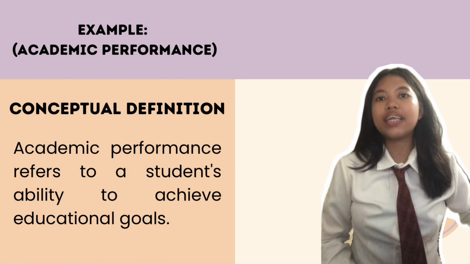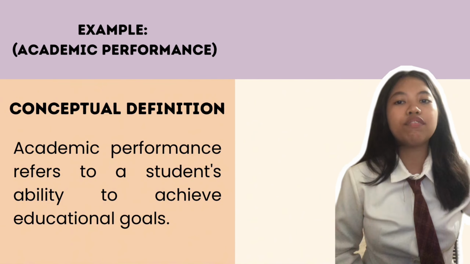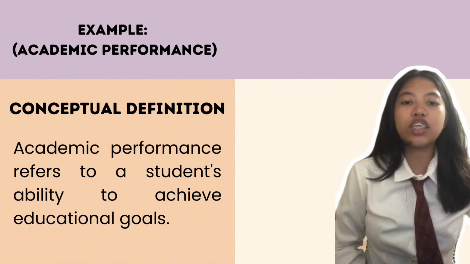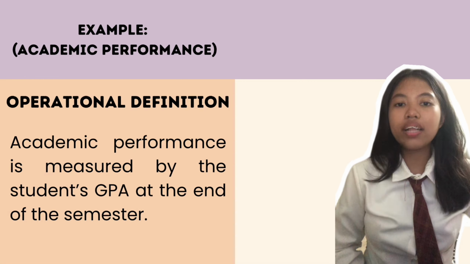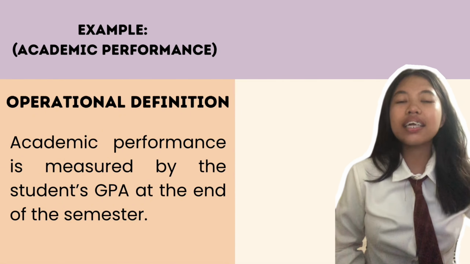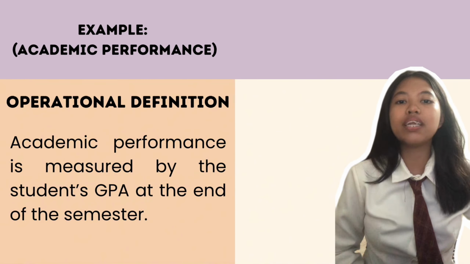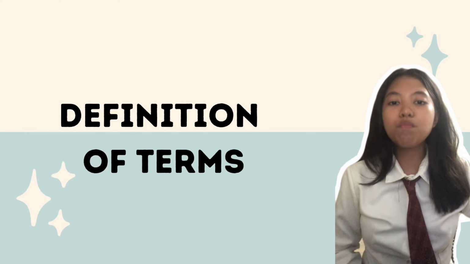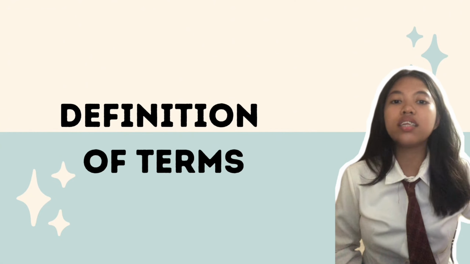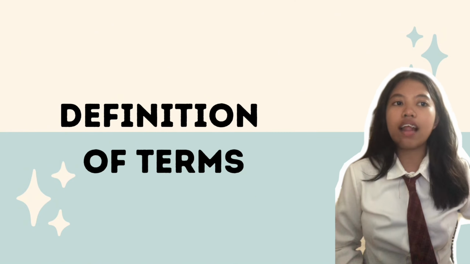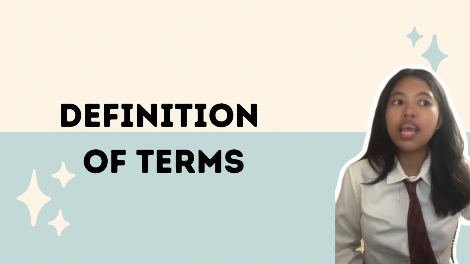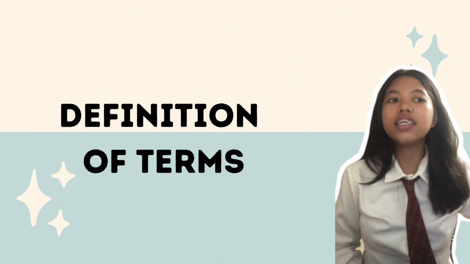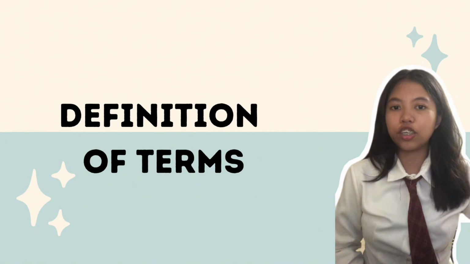Now let me show you an example of a conceptual definition. Academic performance refers to a student's ability to achieve educational goals, while in the operational definition, academic performance is measured by the student's GPA at the end of the semester. By providing both conceptual and operational definitions, the researchers clarify what they mean by terms and how they will measure it in the study. This ensures consistency and precision throughout the research.